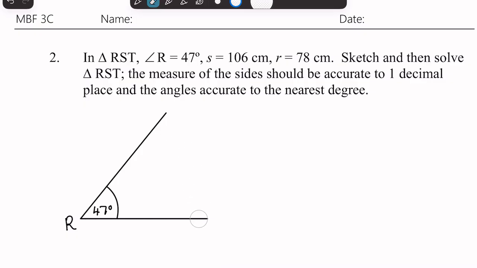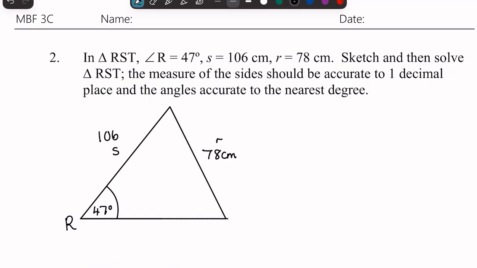No, that's not going to work. See, I'm being challenged now with my drawings. Let's see, 47 degrees. This might not be a terribly accurate drawing, and that's okay. So we'll call this 78 centimeters, side length R. And S, we'll pick this one. So S, which is 106 centimeters. And the other letter is T.